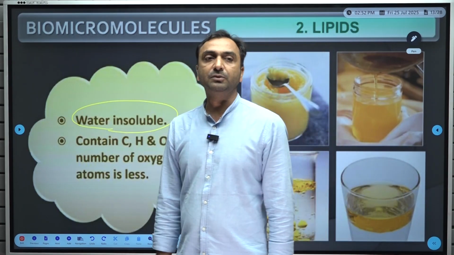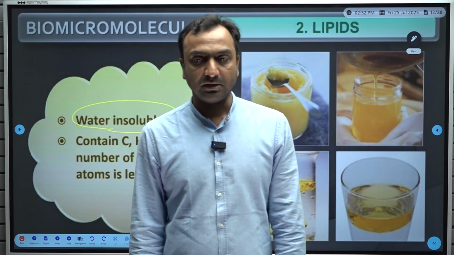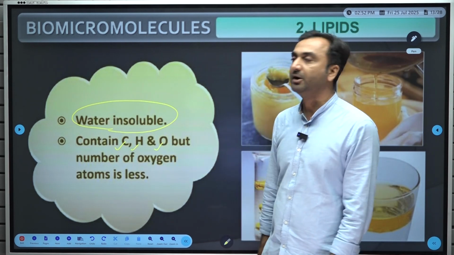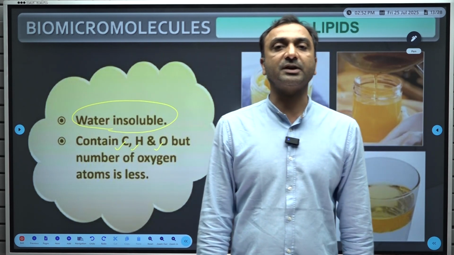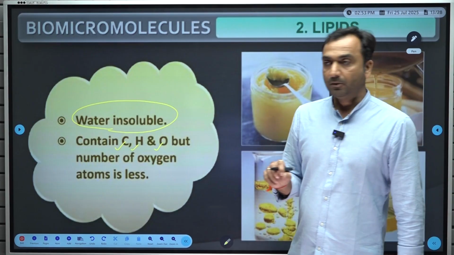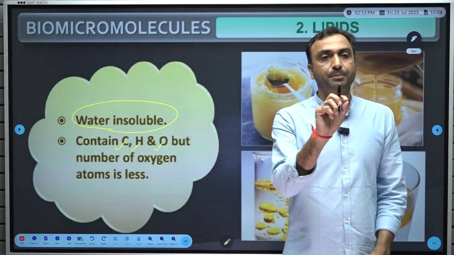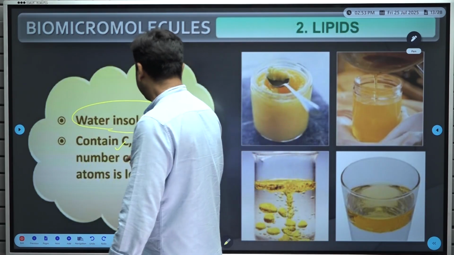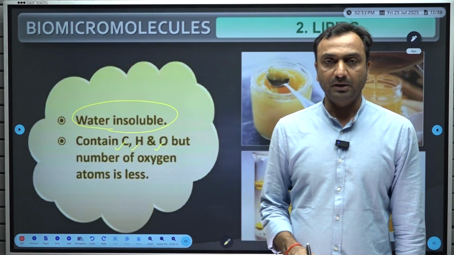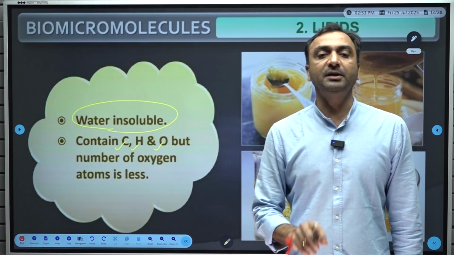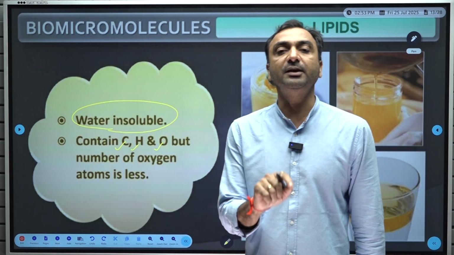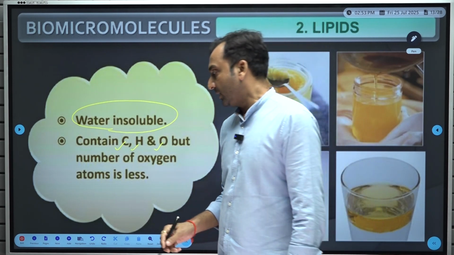Now, being an organic substance, it must have carbon, hydrogen and oxygen, because it is organic material. One very important parameter given here is that the number of oxygen atoms is less here. Now why is that statement given? It has a very specific meaning, a very specific reference actually. Now let me discuss that.